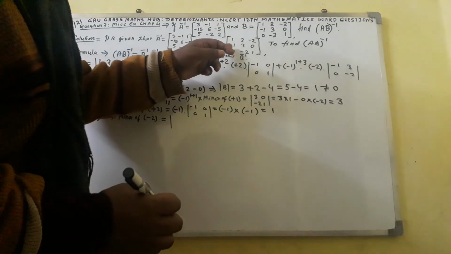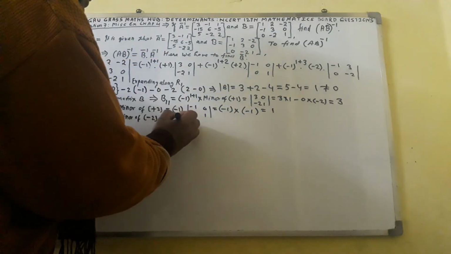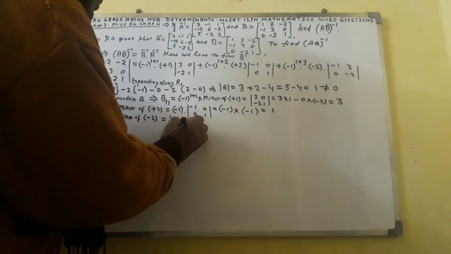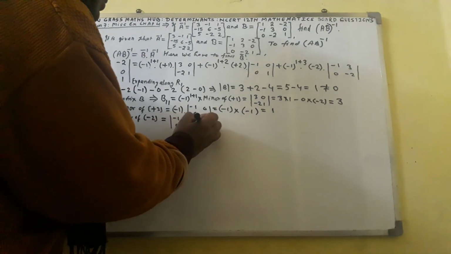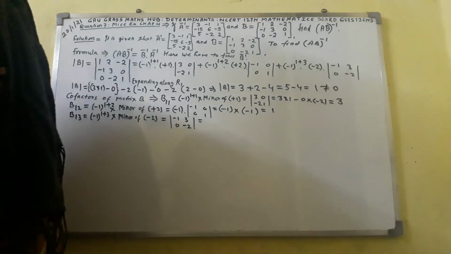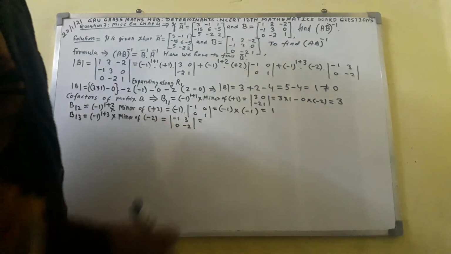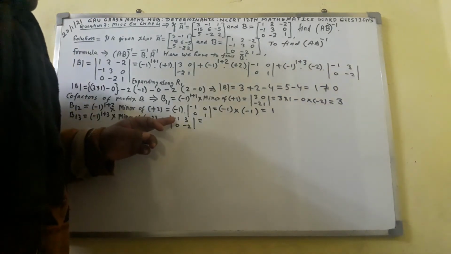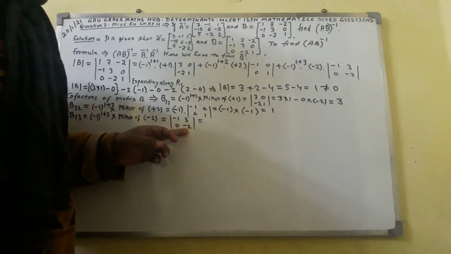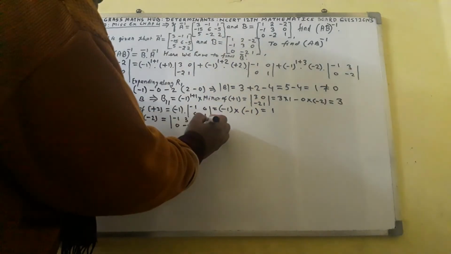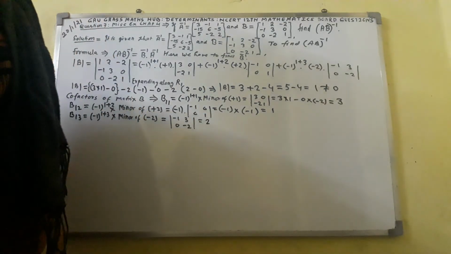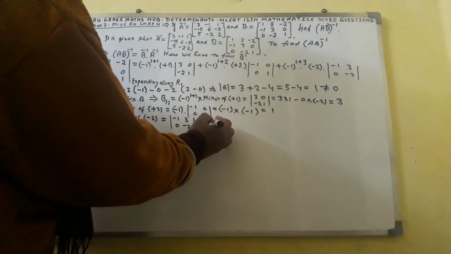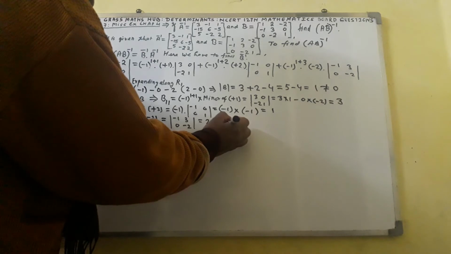Here you will get -1 3, 0 -2. You will get here the elements of principal diagonal -1 and -2 will multiply together. You will get here 2, and elements of reverse diagonal 0 and 3 will multiply together. You will get here -0, comes out to here 2.